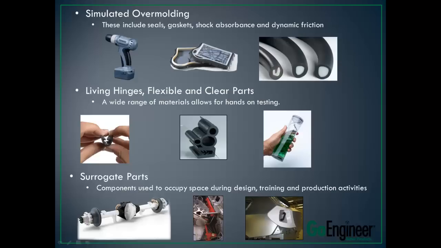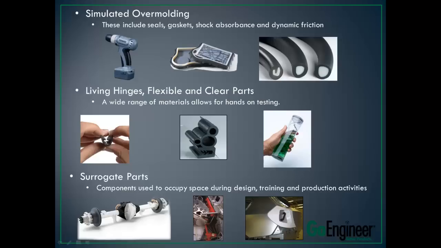The other thing is living hinges and flexible and clear parts. This is just an example of the different types of material that you can print with the Objet machine. The middle one there is a kind of weather stripping. It's a seal. You can imagine getting an extrusion mold made for this to just see: is this going to fall in the right places? Is it going to seal correctly? That bottom part, is it going to clip onto the sheet metal well enough to seal? To get a mold of that made would be relatively expensive.